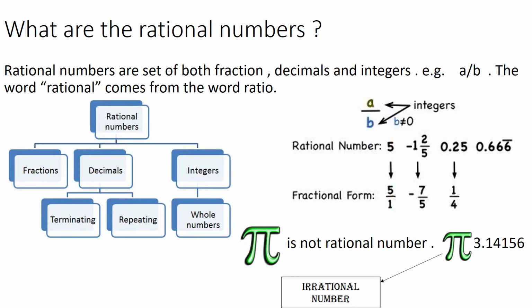What are the rational numbers? Rational numbers are a set of fractions, decimals and integers. So rational numbers are numbers whose decimals terminate or repeat. Pi is not a rational number. Why? Because it's 3.14156 and so on.